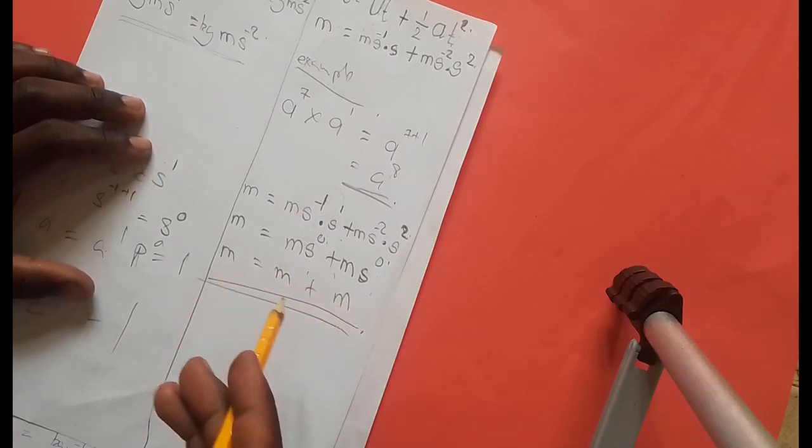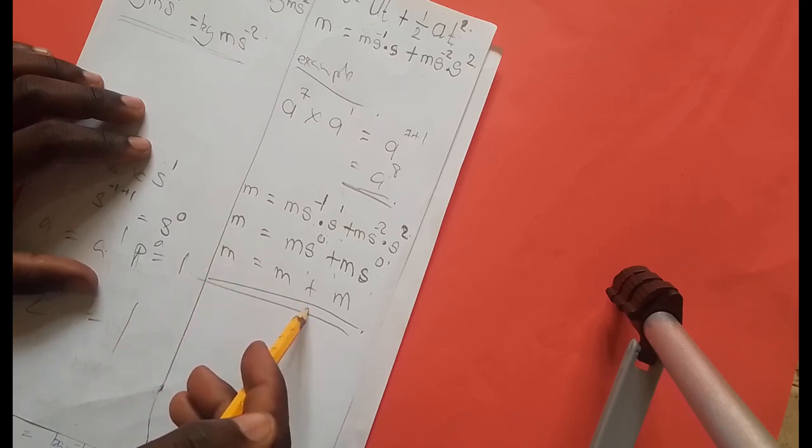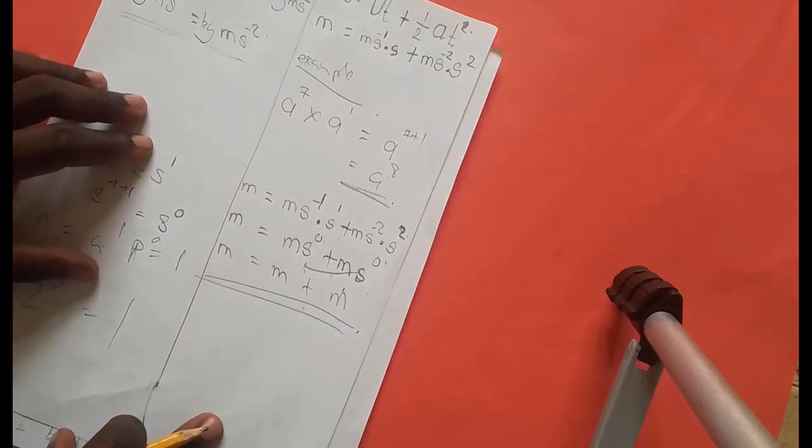So the left side of the equation is now the same as the right side of the equation. So basically, the equation is homogeneous. Okay, so you're done.